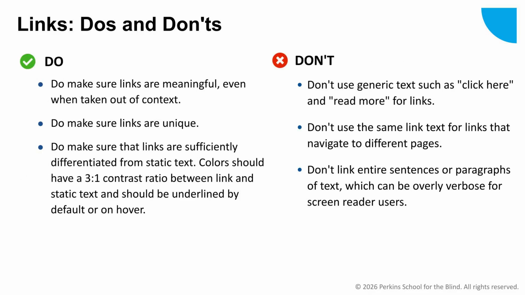Let's cover a couple do's and don'ts for links. First, do make sure your link text is meaningful, even when taken out of context. Make sure that your links are unique. Make sure that if you have links that are within paragraphs of text, you have color or some other way of differentiating the links from the static text. If you're using color alone to differentiate links from static text, make sure that there's at least a 3:1 color contrast ratio between the link and the static text.